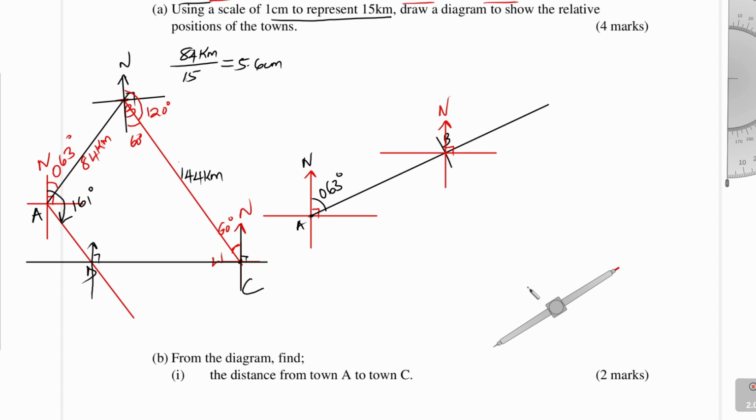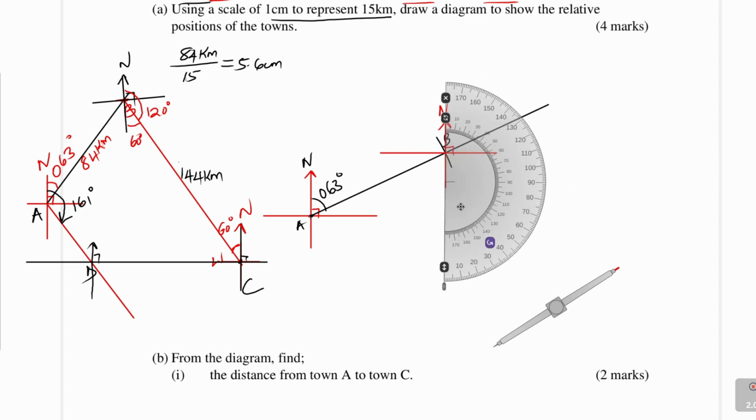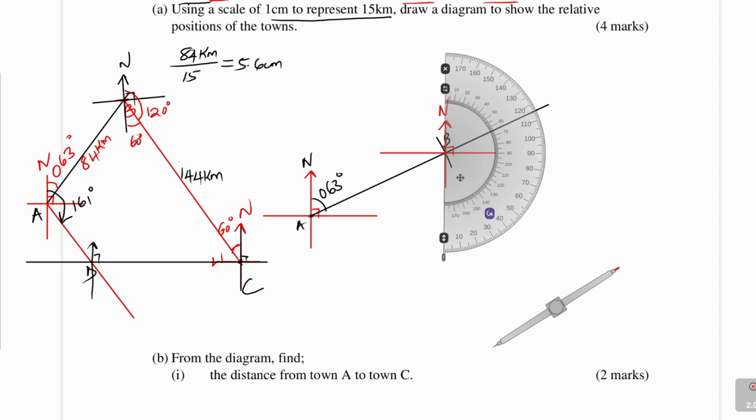So from here, 120. Take your protractor and measure that. Place it there like that. Then you want to construct a 120. So from the center there, 120 is there. You can check that. From this point, we're measuring from 10 all the way to 120. That is 120.